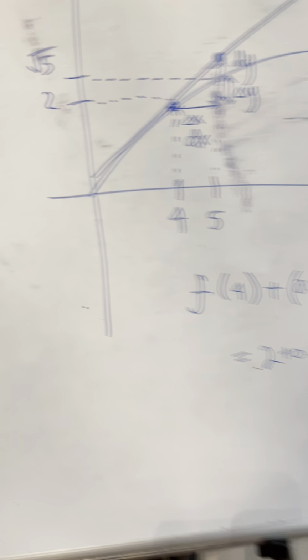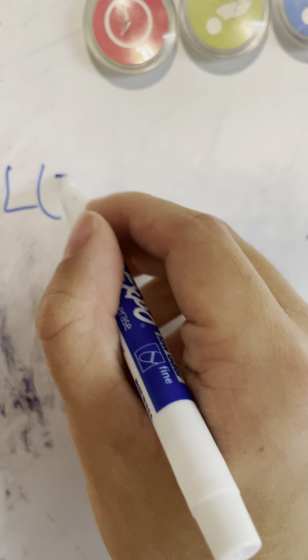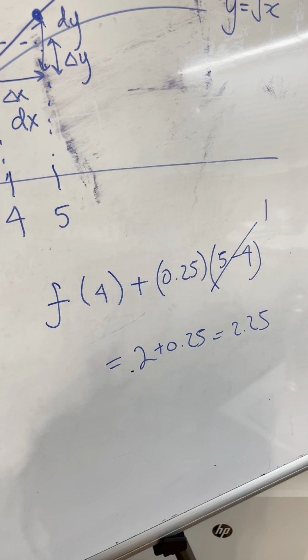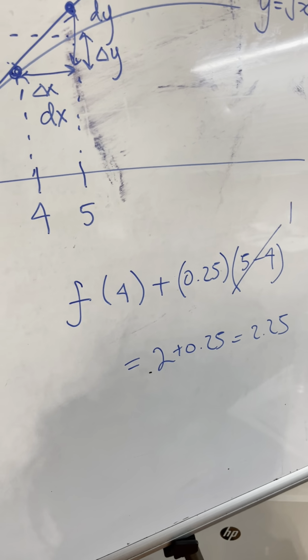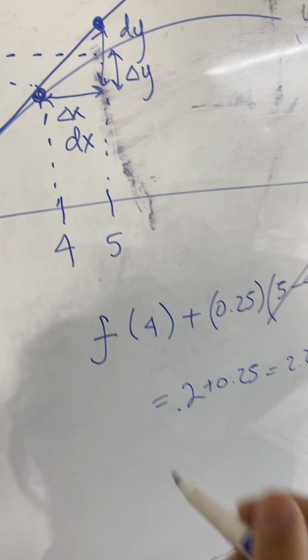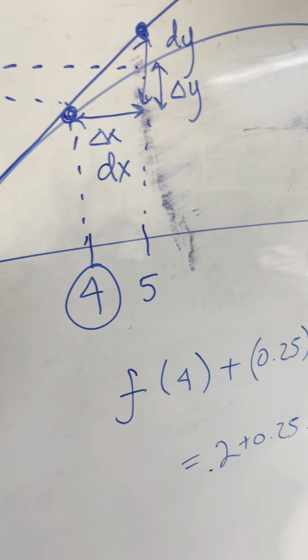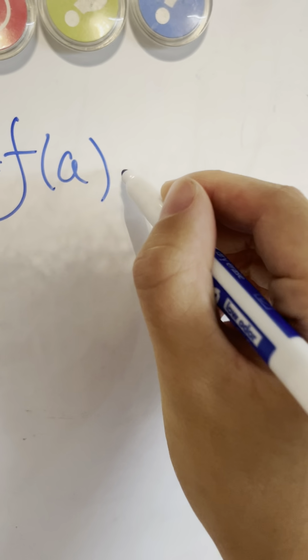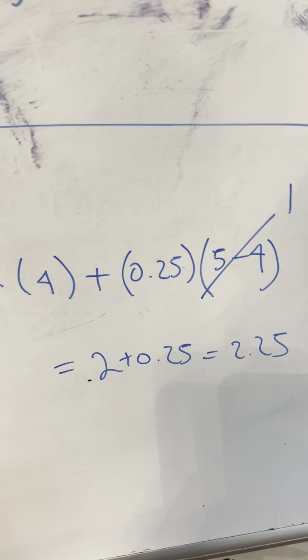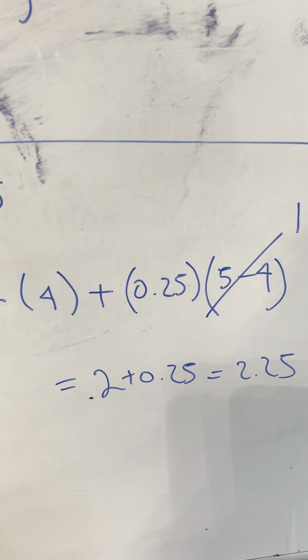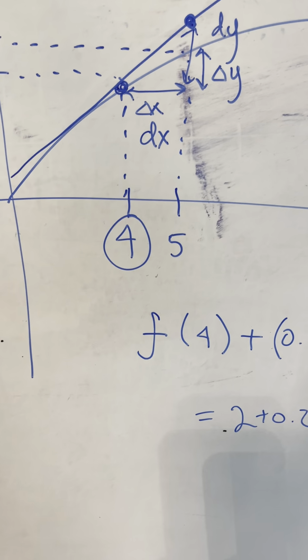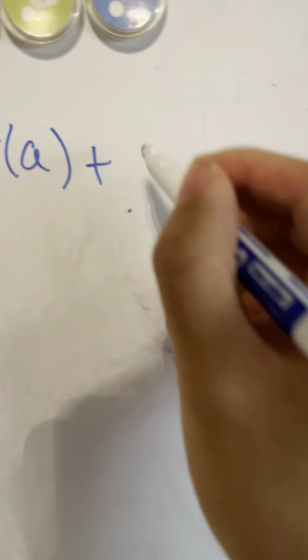Let's generalize this formula. How can we generalize it? Let's call this function L of x. What is it equal to? It's equal to f of 4 plus 0.25 times 5 minus 4. But what is f of 4? f of 4 is really the point that we're using to estimate f of 5. Let's just call that value a, so f of a. And 0.25 is really just the derivative of f of x at x equals 4, which is at a. So it's f prime of a.